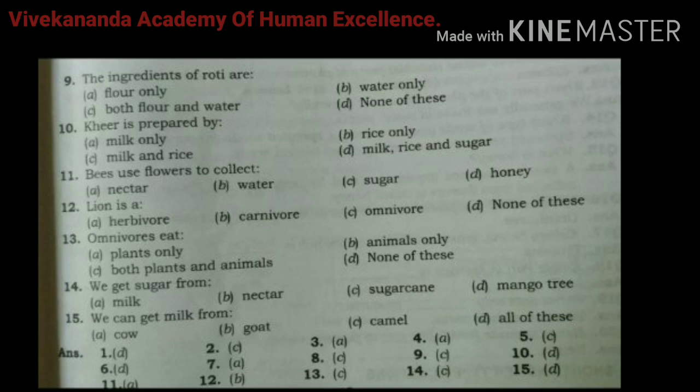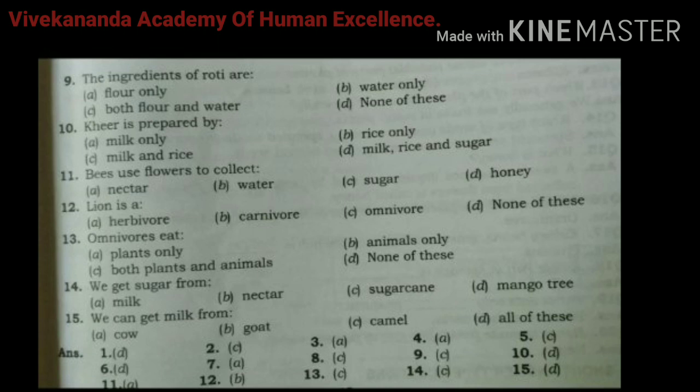Ninth question. The ingredients of roti are flour only, water only, both flour and water, and D, none of these. Yes, if we want to make roti, we require flour as well as water. So option C is correct. Next, 10. Kheer is prepared by milk only, rice only, option C, milk and rice, and option D, milk, rice and sugar. If we want to prepare kheer, we require sugar also, milk and rice. So option D is correct, milk, rice and sugar.